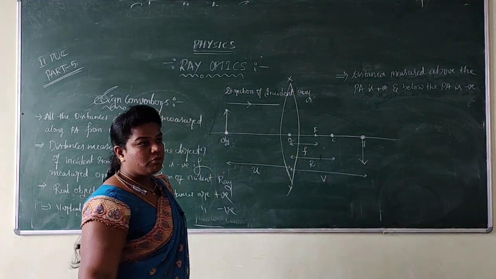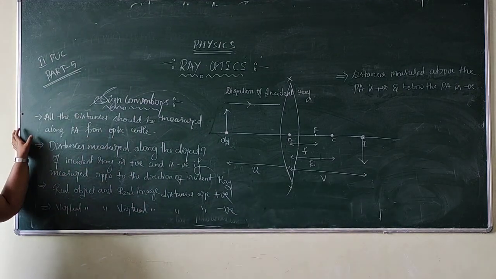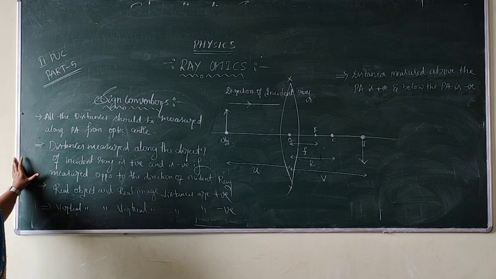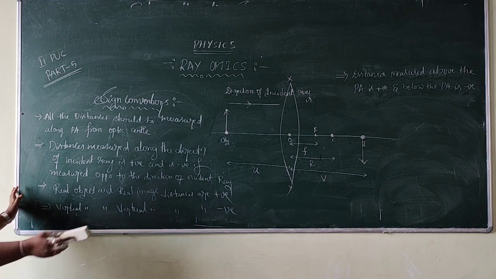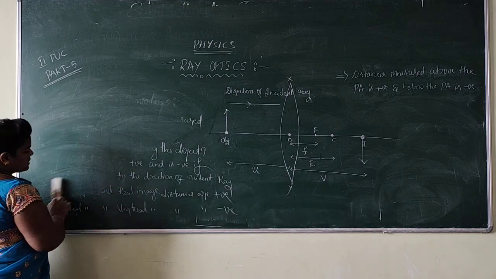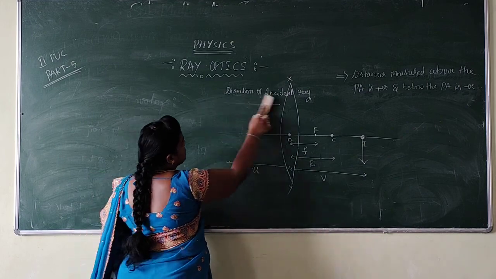So finally we have four sign conventions. Hope you got all of them. All the distances should always be measured from the optic center. Distances measured along the direction of incident ray are taken as positive, and distances measured opposite to the direction of incident ray are taken as negative. Real object and real image distances are positive, and virtual object and virtual image distances are taken as negative. And the last thing is, distances measured above the principal axis are positive, and distances measured below the principal axis are taken as negative.